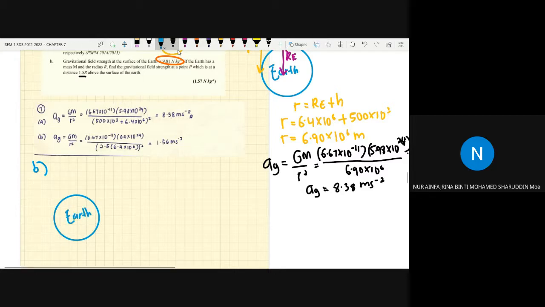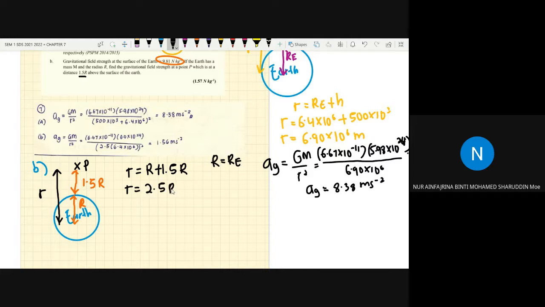And then you will have one point. Okay, this point we call point P. So it says from point P to the surface of the Earth is 1.5 R, and the radius of the Earth is R. And we know from point P to the center of the Earth, you will have R. So your R is R plus 1.5 R, and this R is equal to the radius of the Earth. So you will get 2.5 R.